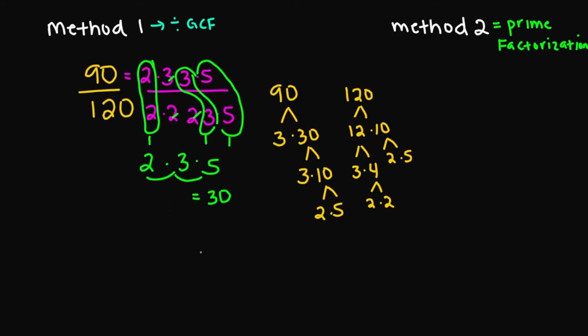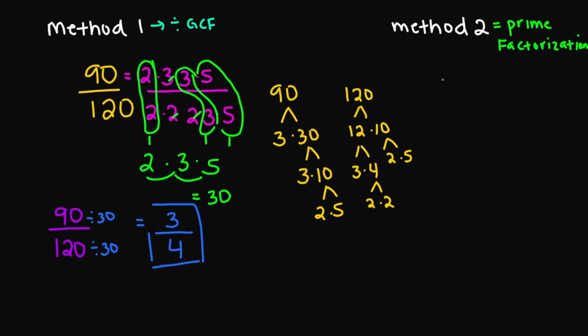So I am going to divide my 90 over 120, top and bottom, by the GCF. 90 divided by 30, this is going to give us 3. And then your denominator, 120 divided by 30, this is going to give us 4. So your simplest form is going to be 3 over 4.